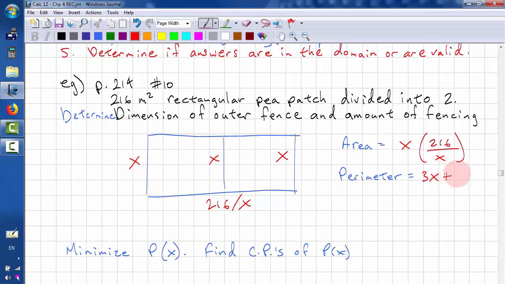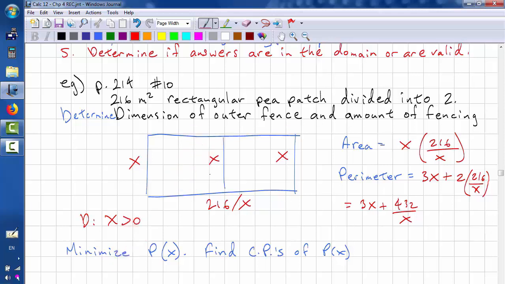And we have to add 2 times this length, 2 times 216 over x. And if you want to simplify that, we get 3x plus 432 over x. So come up with your formulas first. Our domain is x greater than 0 because we're not permitted to have negative lengths.